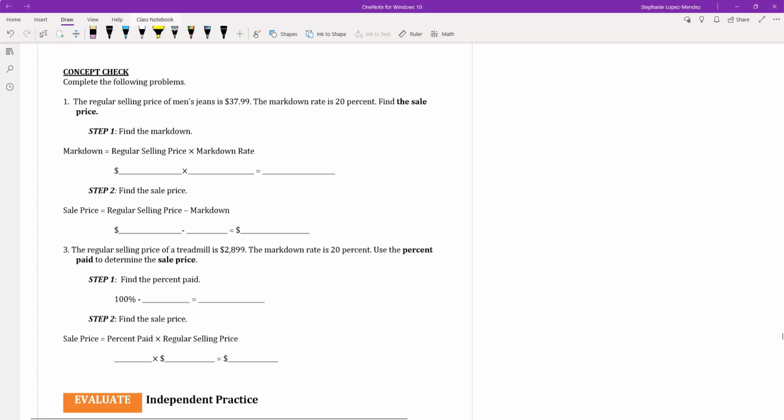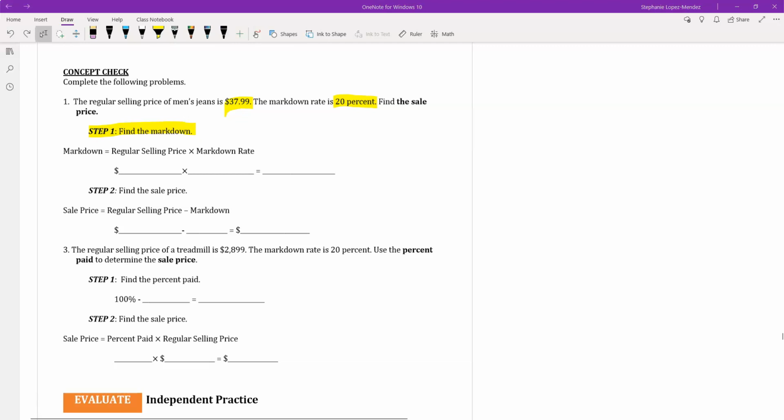So we now go to our concept check, and on problem number 1, we have the regular selling price of men's jeans is $37.99. The markdown rate is 20%. So now we need to find the sale price. On step number 1, we need to find the markdown. We are going to find the markdown by using one of the formulas from the previous section.